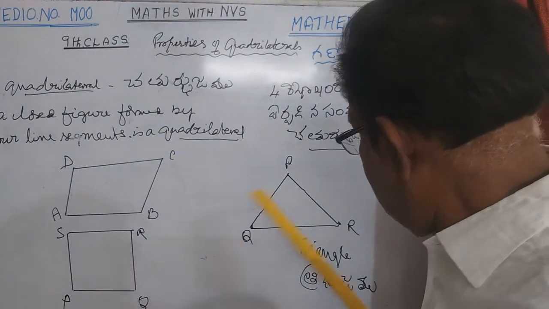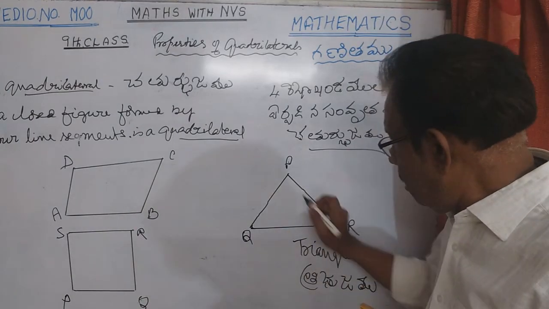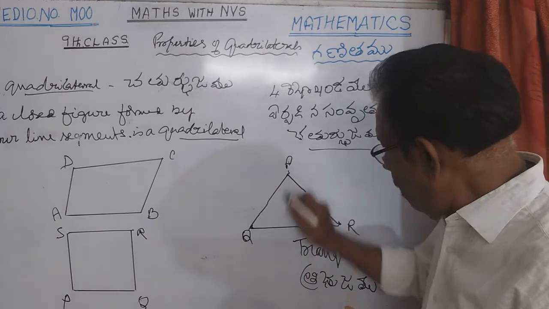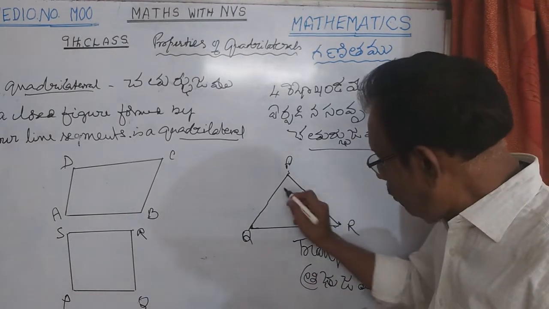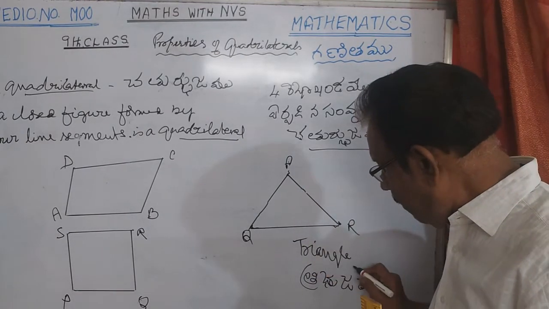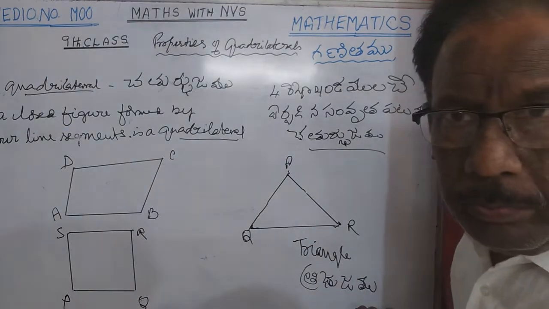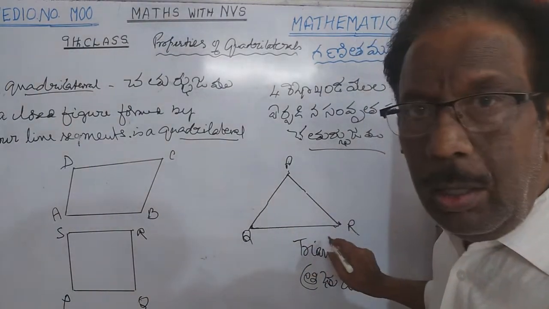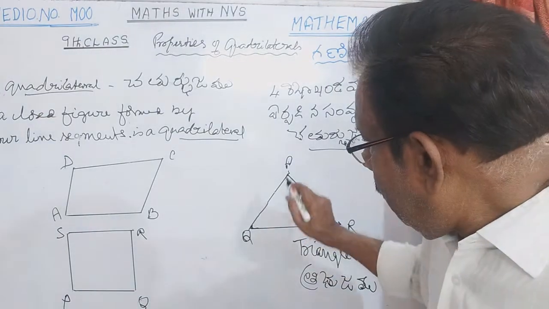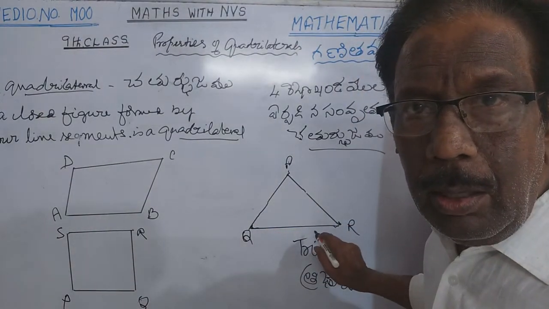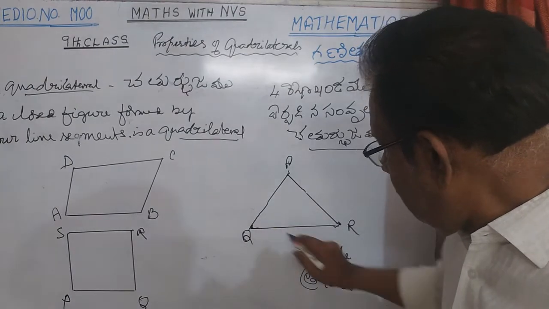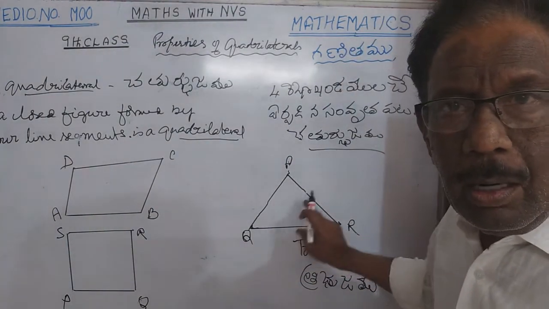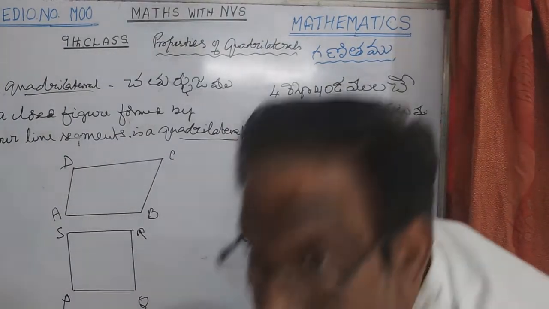Before that, you see here, what is this? You know this, there are three non-collinear points, P, Q, R. After joining three non-collinear points, we have a triangle. Non-collinear points means points that are not on one line. If you join them, you have a triangle. It has three sides. Remember? It has three sides. That is over.